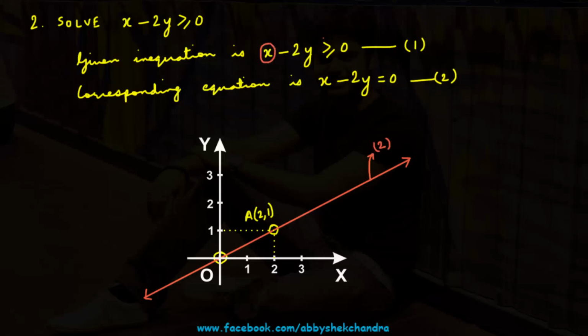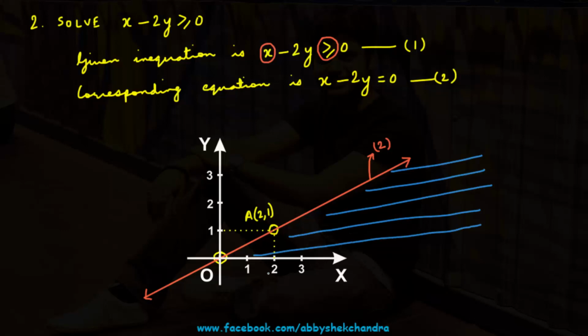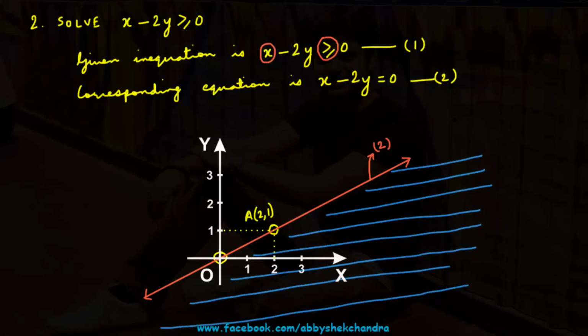The governing variable is x and the inequality is greater than equal to, so the solution region will be to the right of the plotted line. Since there is an equality sign too in the inequality, the plotted line is included in the solution region and we show it by a solid line.